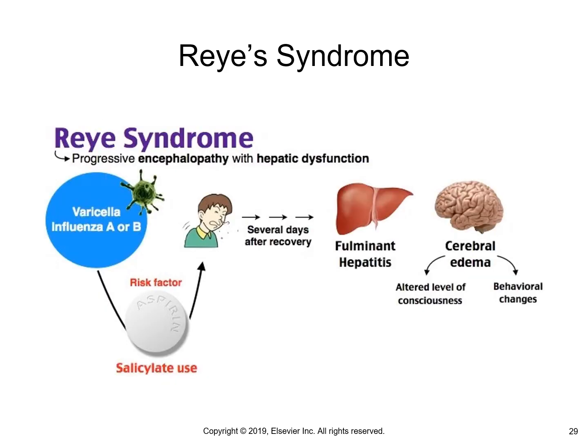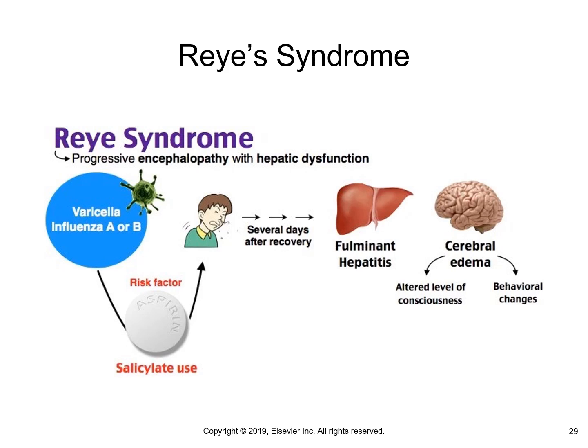This is a short picture of Reye syndrome. So Reye syndrome, once again, is a progressive encephalopathy with hepatic dysfunction. So with Reye syndrome, what are those that are affected? Your liver and your brain. It starts with a viral illness. In this picture, the example is varicella or influenza A and B. So it's a viral illness.